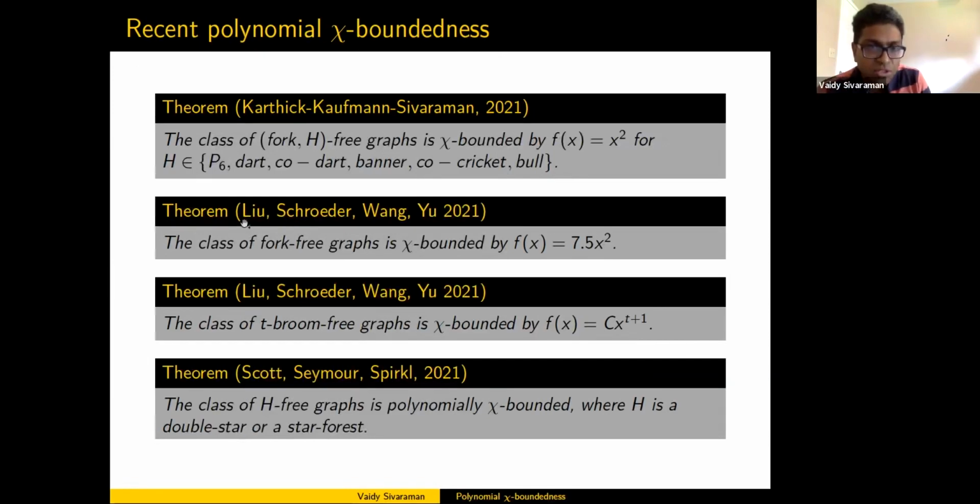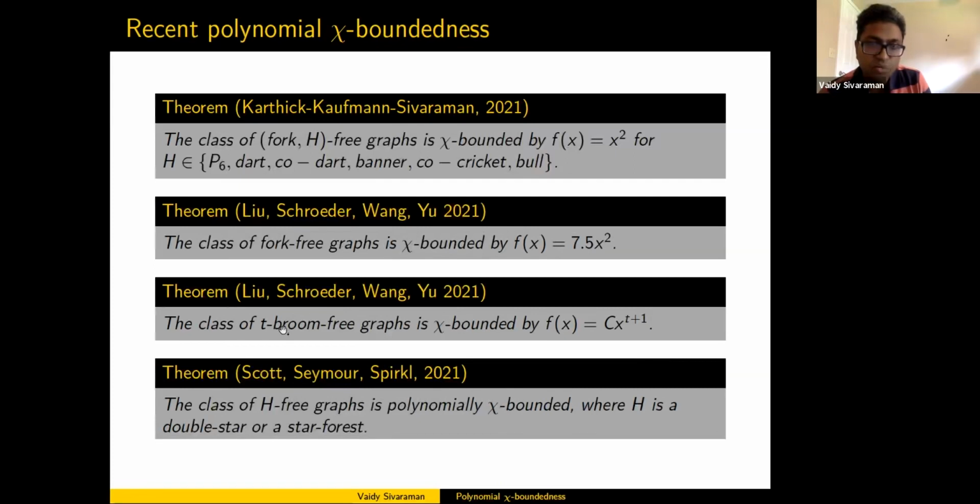It's still open, and that would give a quadratic chi-bounding function for fork-free graphs. And what we did was we analyzed fork and H-free graphs for certain combinations of H for 6 graphs, and we proved that they are perfectly divisible or claw-free, and we get a quadratic chi-bounding function. But very few months after that, there was a nice breakthrough: Liu, Schroeder, Wang, and Yu actually proved that the class of fork-free graphs is quadratically chi-bounded, with the quadratic chi-bounding function 7.5 x squared.